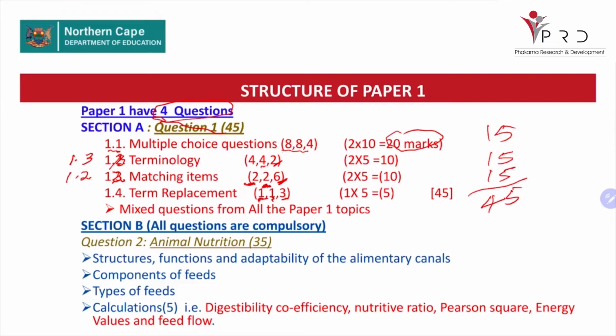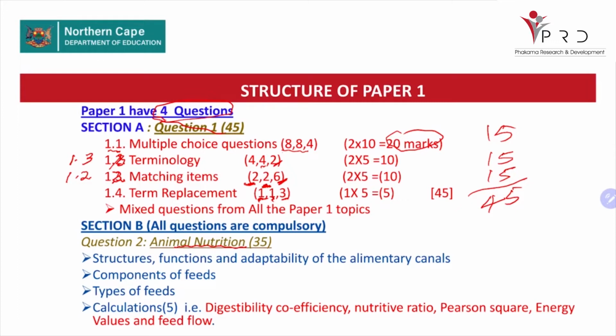In agricultural science, all questions must be answered by you. You don't choose what to answer, but you can choose which ones to start with, but don't break your questions. Then let's go to section B. Section B, you are supposed to answer all the questions. Then question 2. Question 2 will deal with only animal nutrition out of 35, as the first slide entails.